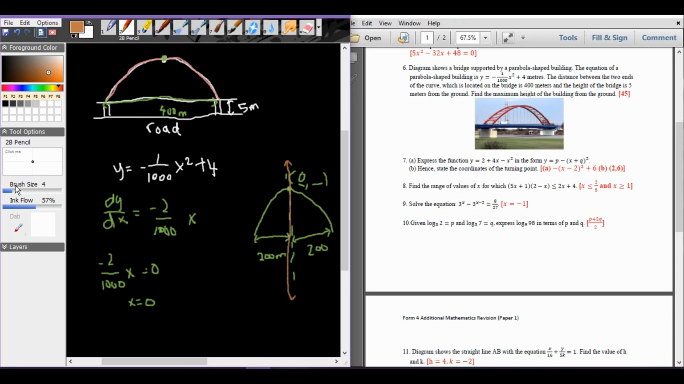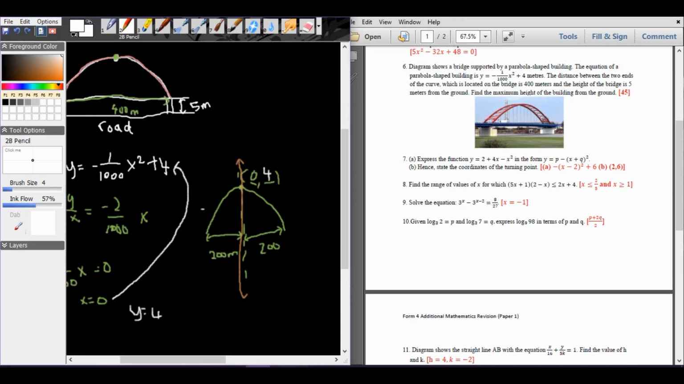Then how about the y-coordinate? To find it, we substitute x equals 0 into this equation first, to find the y-coordinate of this maximum point. Then you will have y equals, this will become 0, and this 4, so you will have 4. So the height of this is 4. So we know that this height is 4 meters.